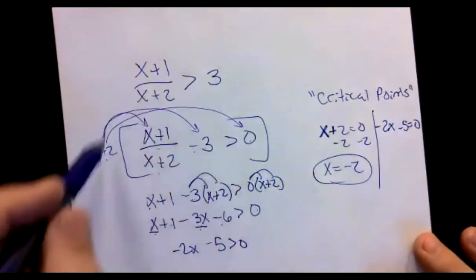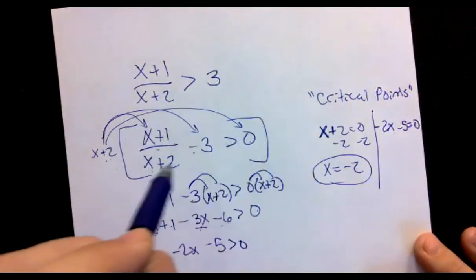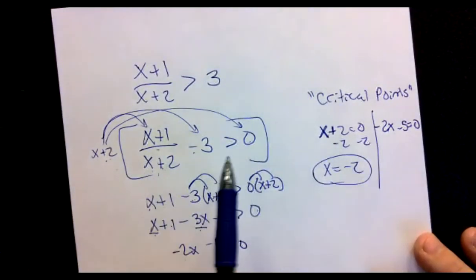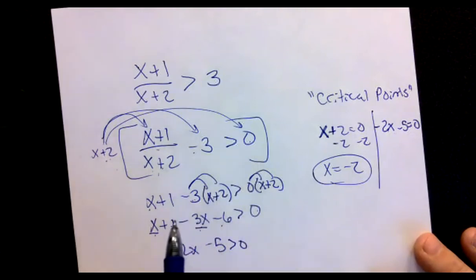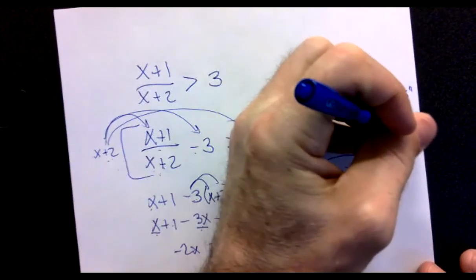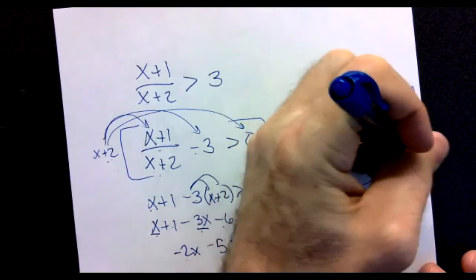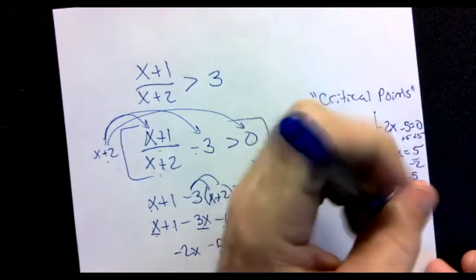And then again, whatever makes this whole thing equal 0 is going to be my other critical point, and that's where this stuff came from. We were figuring out what made this equal 0. So I distributed my x plus 2, combined like terms, and then I'm just going to solve. So add 5 to both sides, divide by negative 2, and we get x is negative 5 halves.